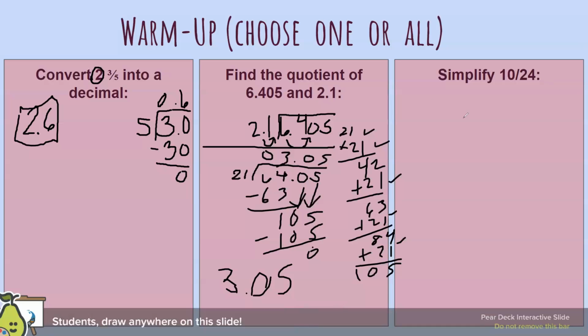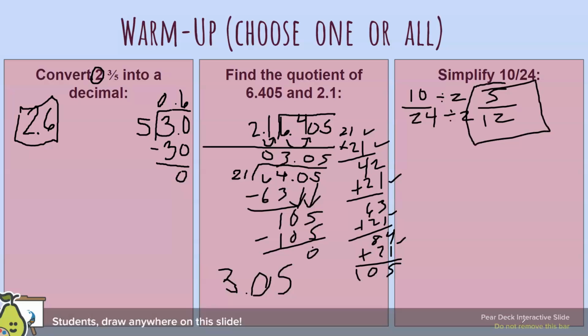Okay, so then it says simplify 10 over 24. So I'm going to simplify 10 over 24. And when I simplify 10 over 24, what I'm really doing is I'm asking myself, okay, what can I divide the top and the bottom by that they both can divide by? So I look and I go, I think they can both divide by 2 because they're both even, which means they end in a 0, 2, 4, 6, or 8. 10 divided by 2 is 5, and 24 divided by 2 is 12. And then I go, wait, 5 can't divide by anything else, so that's it. Simplified.